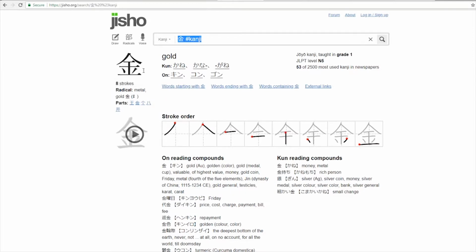Next one we're going to look at is gold. This kind of looks like the house of the king. Its components are king, roof, and then legs. The house of the king, and then maybe like jewels. So it's kind of like a jewel or like the treasury. So think like gold. Like gold will be in the treasury. The treasure of the king is gold. It's going to be kane for the kunyomi, and kin for the onyomi.